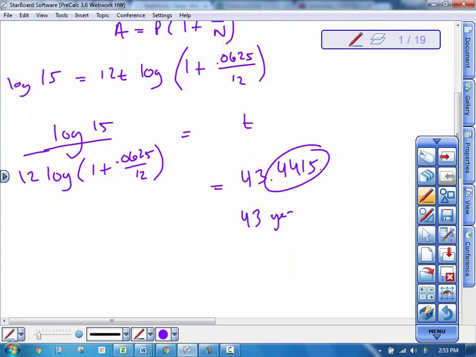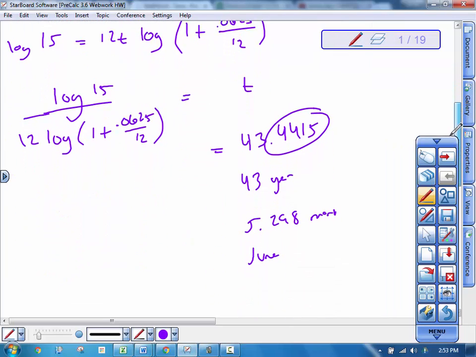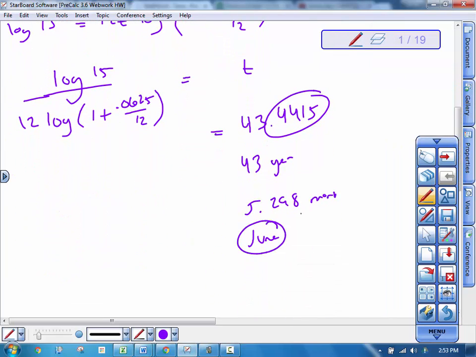So if you take this decimal, 0.4415, and multiply by 12 months, you'll find out that's 5.298 months. So that's May would be 5. So after May, we'd have to say June. After June then, because in the month of May, you'd have more than the amount they wanted, which was 15,000. So we'd have to say June, and then 43 would be 2,043. It's a little tricky, but that's the month and the year they want.